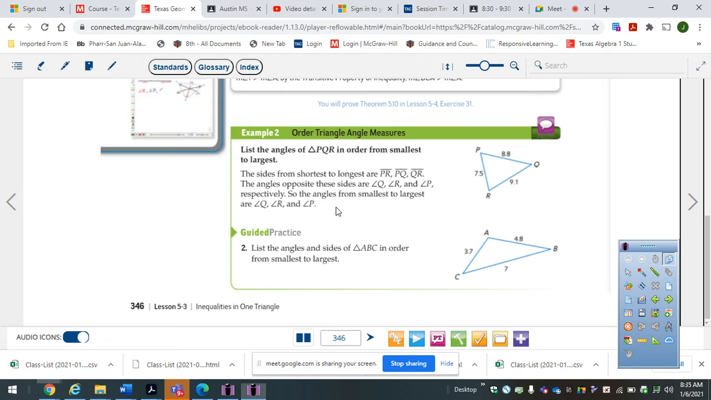Do you have any questions over that one, guys? That's really easy. It's just really basic. So let's go ahead and list the angles and sides of triangle ABC in order from smallest to largest. Go ahead and do that one real quick. Copy it down real fast.